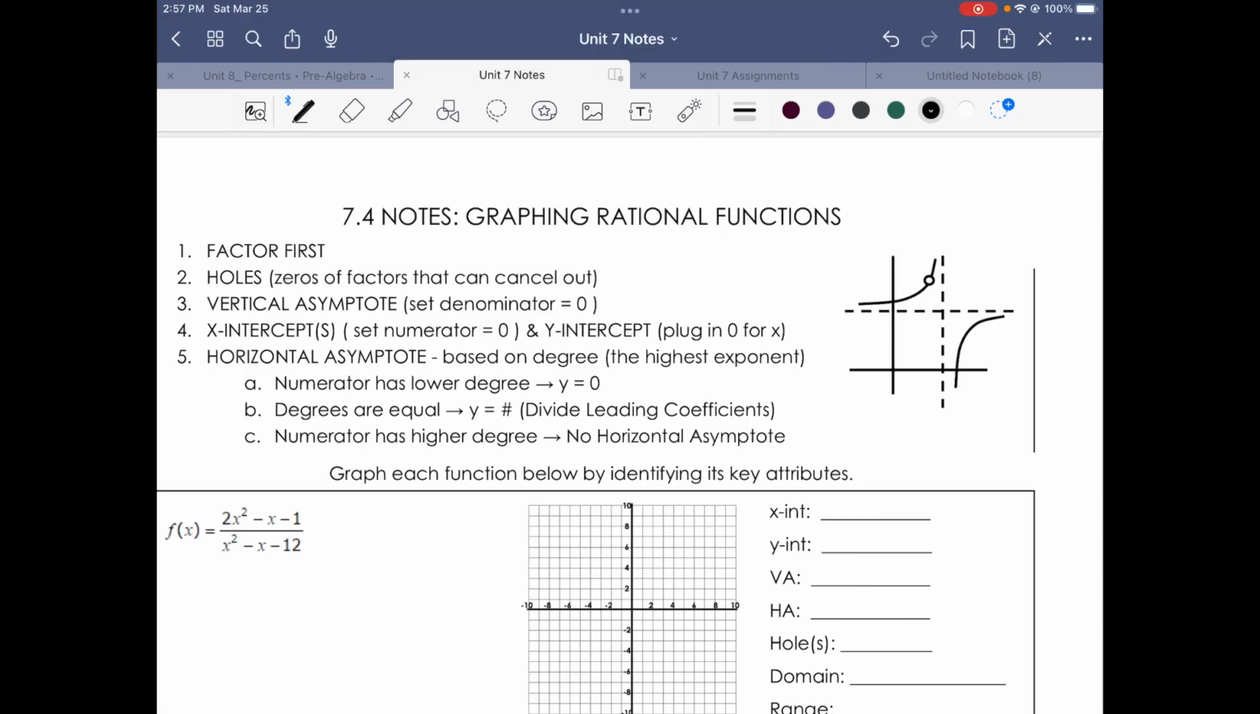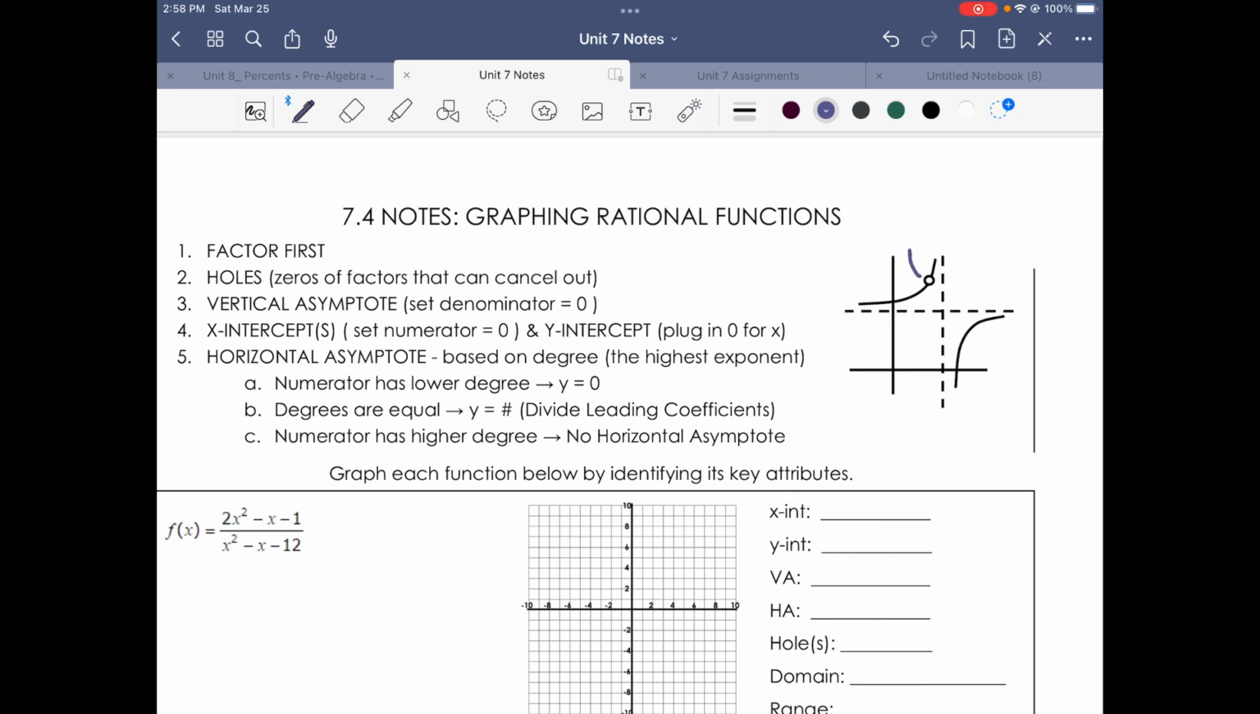Welcome to the 7.4 notes. We are going to be talking about how to graph rational functions. At the top right of the page, you will see an example of what graphing a rational function might look like. Before we jump into how to find all of it, I'm going to give you the 5 main pieces that are on a rational graph.